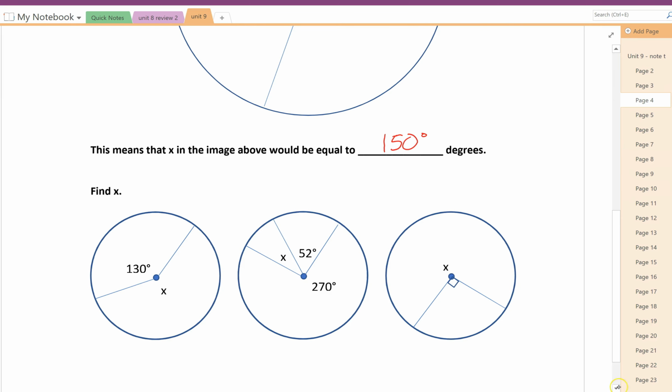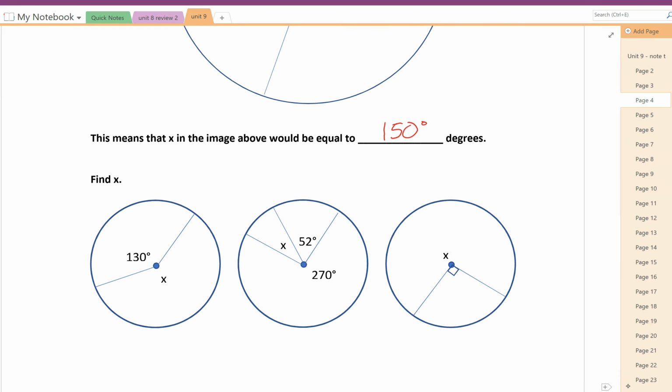All right. So given what I just said, why don't you guys take a couple minutes, so pause the video if you're watching this, and figure out what X would be in each one of these circles. And then once you've figured them out, press play again and I'll go over how to do them.